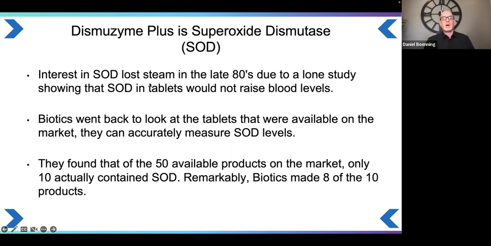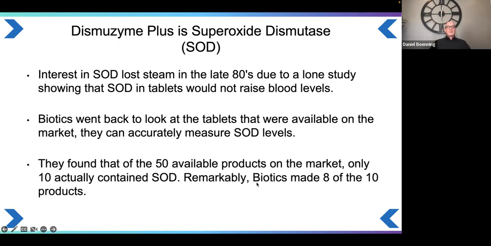Interest in SOD lost steam in the late 80s due to one study showing that SOD tablets would not raise blood levels. I want to share this with you because this is powerful. Biotics went back to look at the tablets that were available on the market, and we can accurately measure SOD in our laboratory. This was our baby. This was our specialty. They found that of 50 available products on the market, only 10 actually contained SOD. And remarkably, Biotics had 8 of the 10.